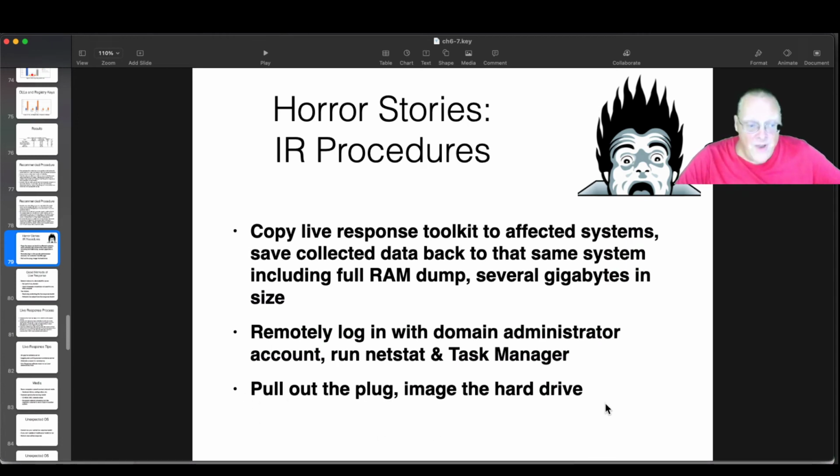This is the old-fashioned way. This was the best procedure 10 or 15 years ago. Pull out the plug, shut down the machine, and then image the hard drive. That was what forensics was supposed to be. RAM doesn't matter at all. Ignore the RAM. Pull out the plug, image the hard drive. That's it. This was the old-fashioned way you did forensics, but not anymore. Not in the modern days with live response.